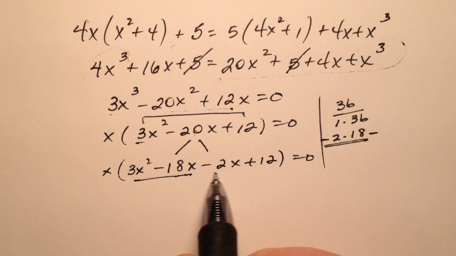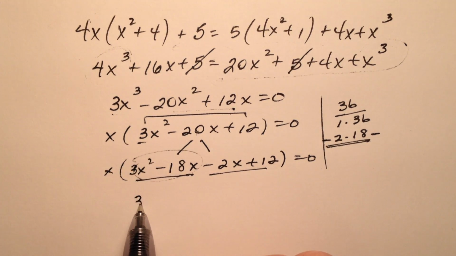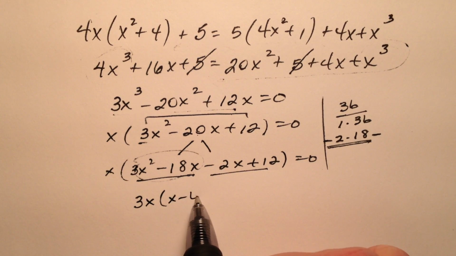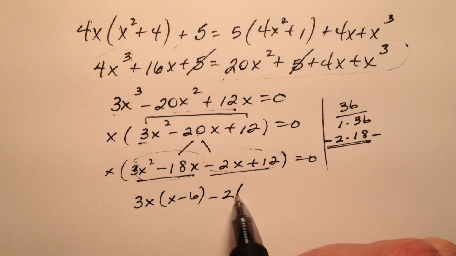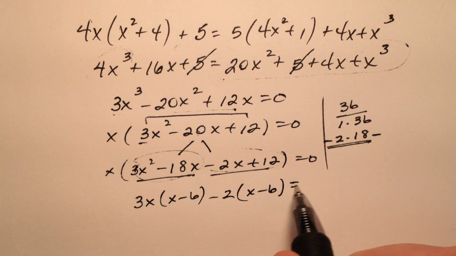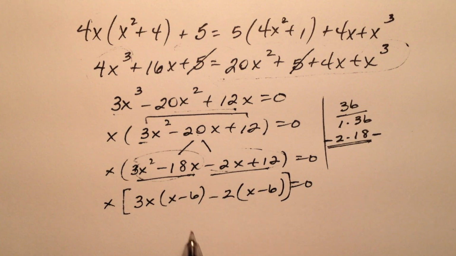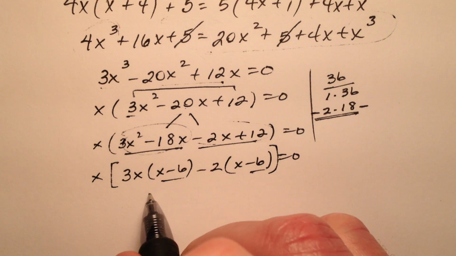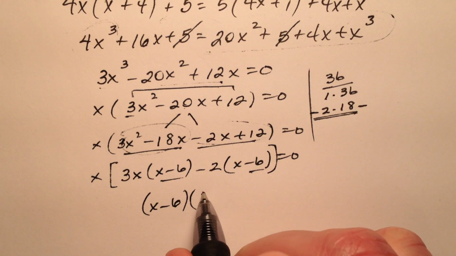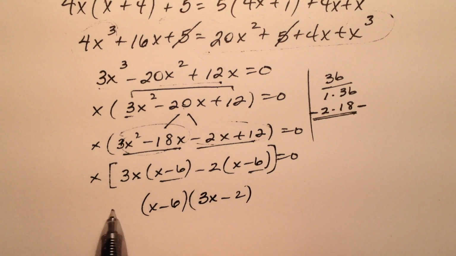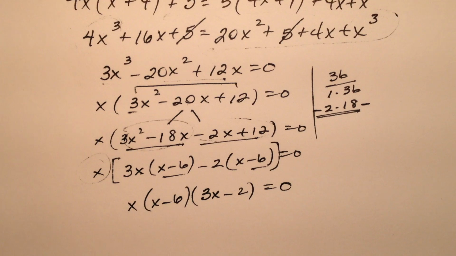Okay, now I'm going to do factor by grouping. So my GCF here looks like 3x, and what I'm left with is an x minus 6. My GCF here appears to be a negative 2, so x minus 6. And all that, I still have my x out here. So my x minus 6's are going to be my leftovers, and that's the same, so that's good. And then 3x minus 2. And then I had my x that I pulled out, and that equals 0.